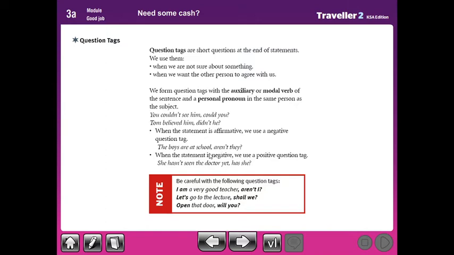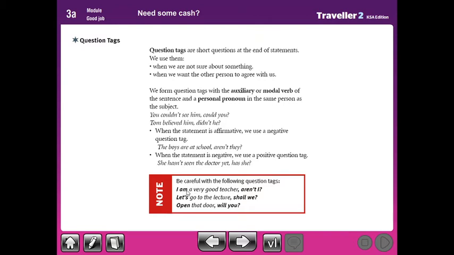When the statement is negative, we use a positive question tag. She hasn't seen the doctor yet. Here we have has plus not, hasn't. It is negative, so we write has in positive, and put she and then the question mark. She hasn't seen the doctor yet. Has she?